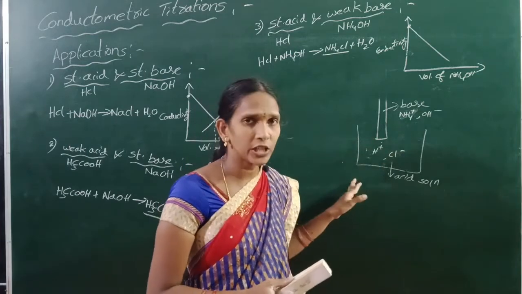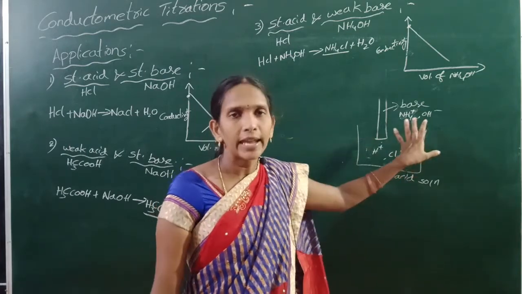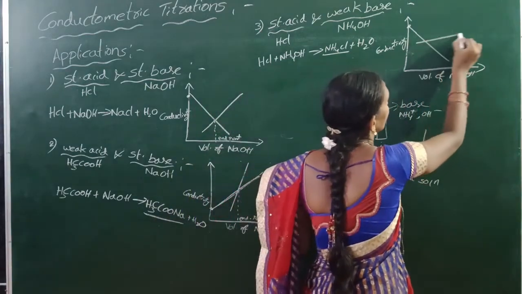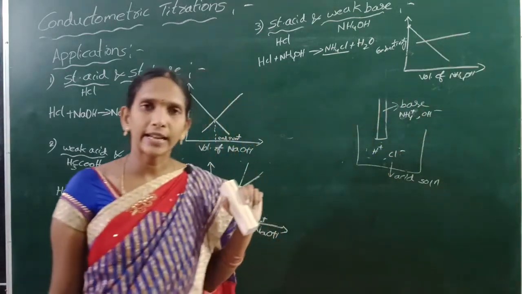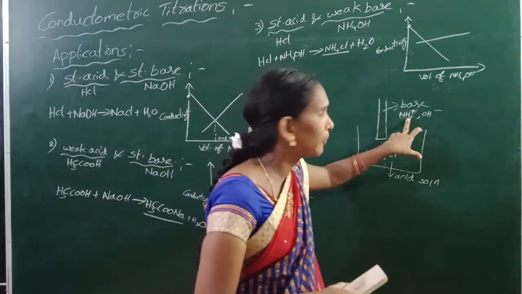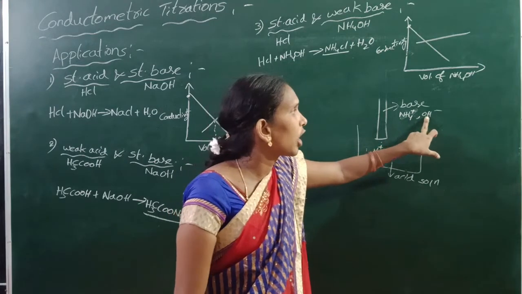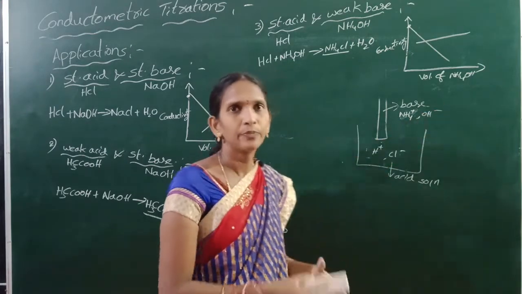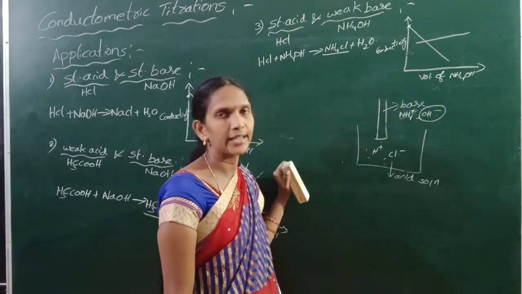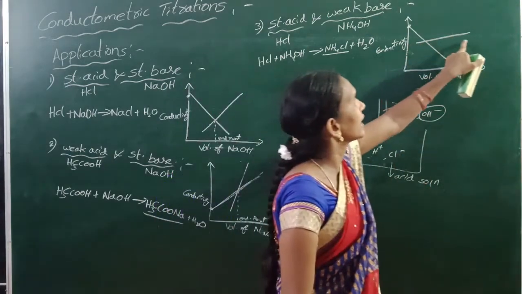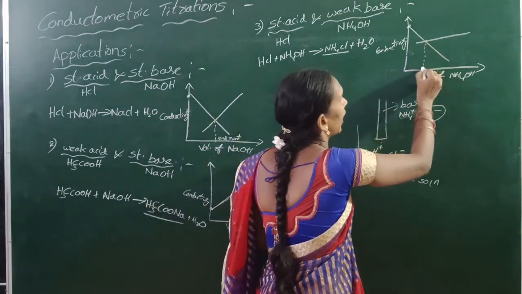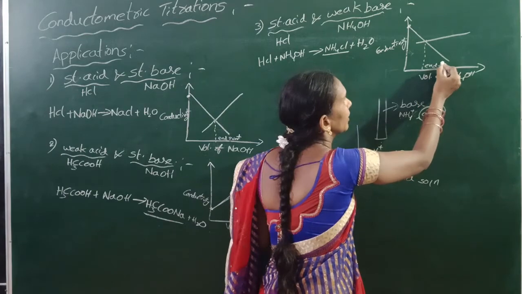After complete neutralization, further addition of NH4OH, the conductivity values do not change. Why? Because in the base, low ionization of OH- ions is present. So the conductivity does not change. The intersection of these two lines indicates the end point.